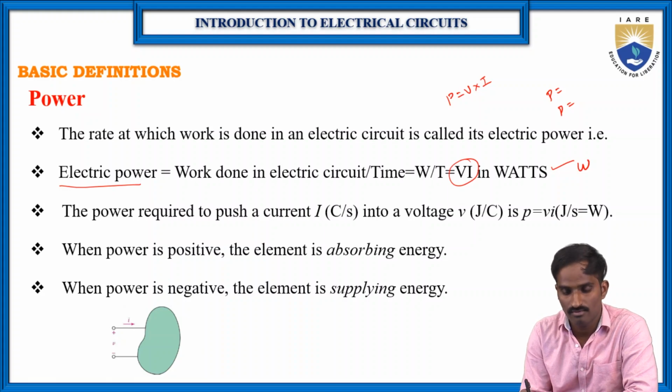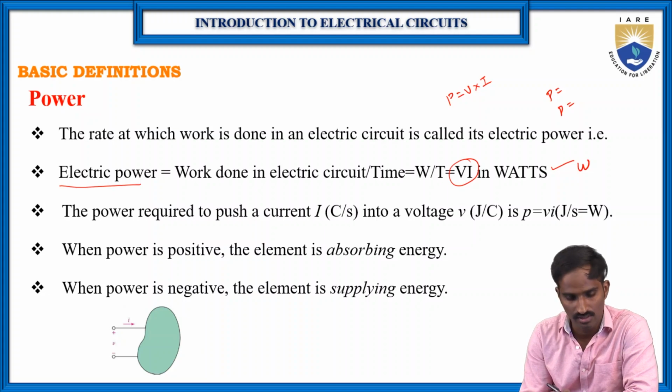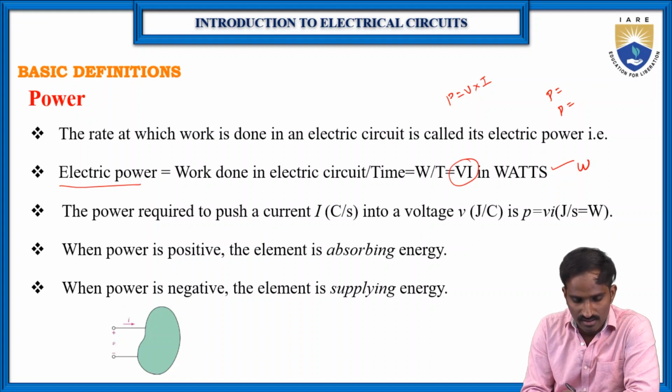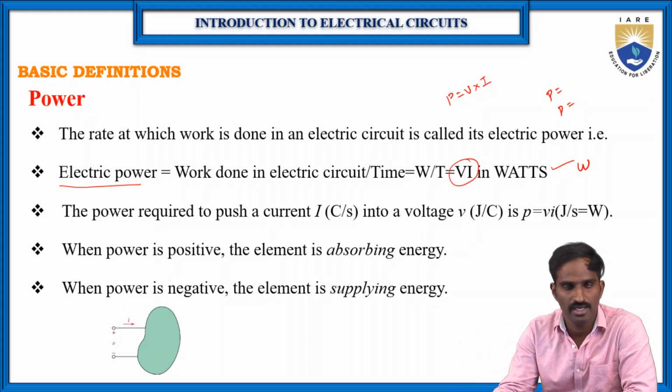Power is measured in watts. Power has both magnitude and polarity, whether it is a positive power or a negative power, like the positive voltage or the negative voltage. When power is positive, the element is absorbing the energy, which means the source is supplying the power, because only when the source is supplying will the element absorb the energy.